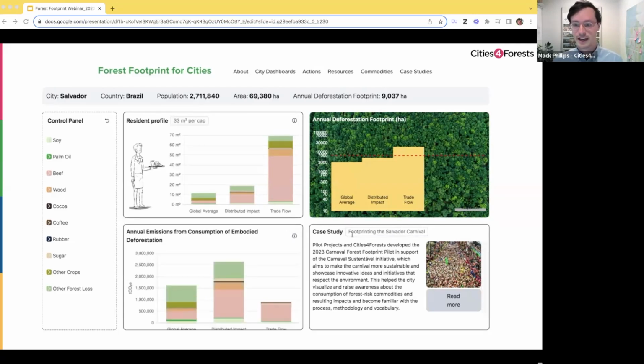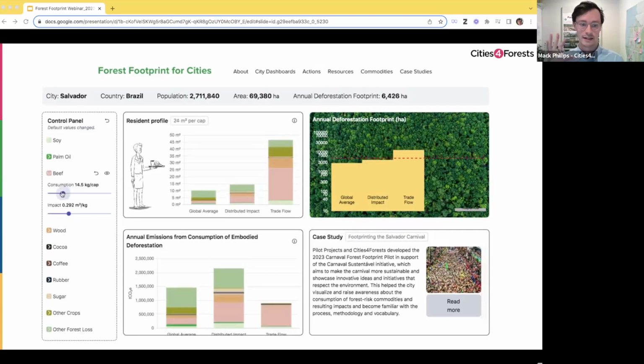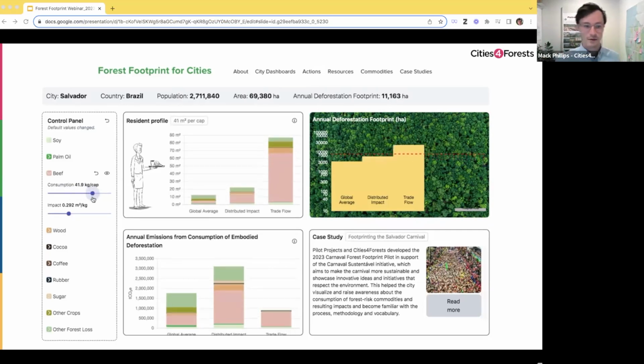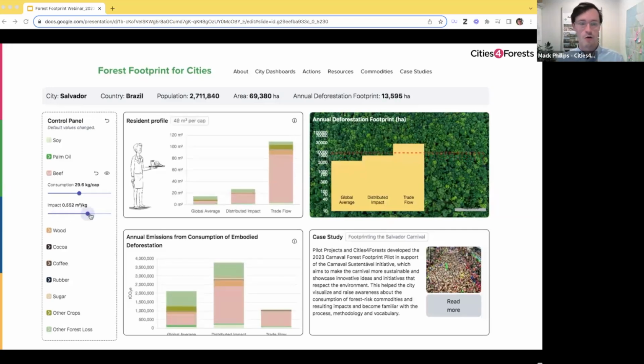On the right, we have the case studies. We'll get into a little bit more of that in a bit. But what's really critical and really intuitive, really great about this tool is actually the control panel. So anyone can go in and project what changes in consumption would mean for a city like Salvador, Brazil. So what does it mean when we increase consumption? What does it mean when we reset consumption to the average? What does it mean when we change the impact, where we're sourcing these commodities from? And how does that affect our top line values?